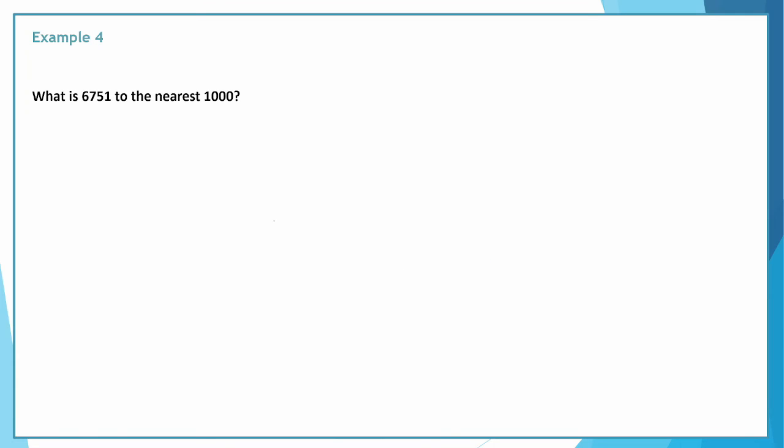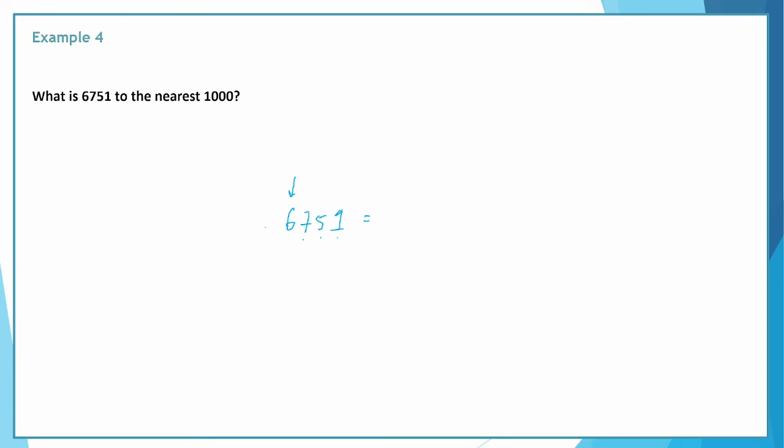So we've just got one more example to go through now. We've got 6,751 rounded to the nearest thousand. In order to answer this question, we have to look at the thousands unit in this number. So 6,751, this is our hundreds unit, tens unit, and our single unit. This, of course, is our thousands unit. So our thousand is 6, in other words, 6,000.